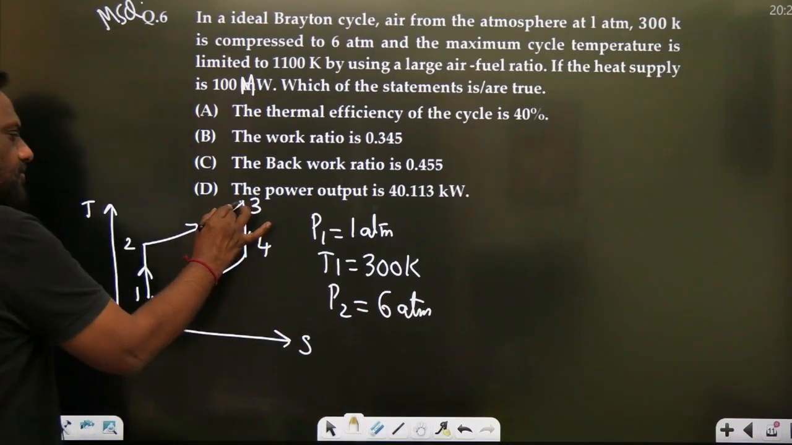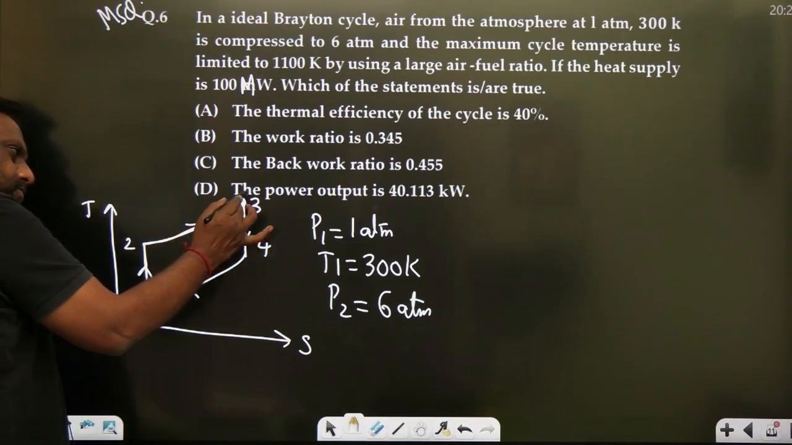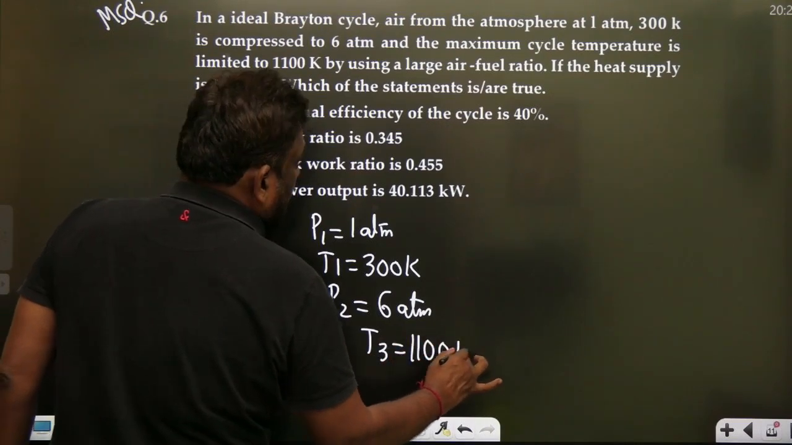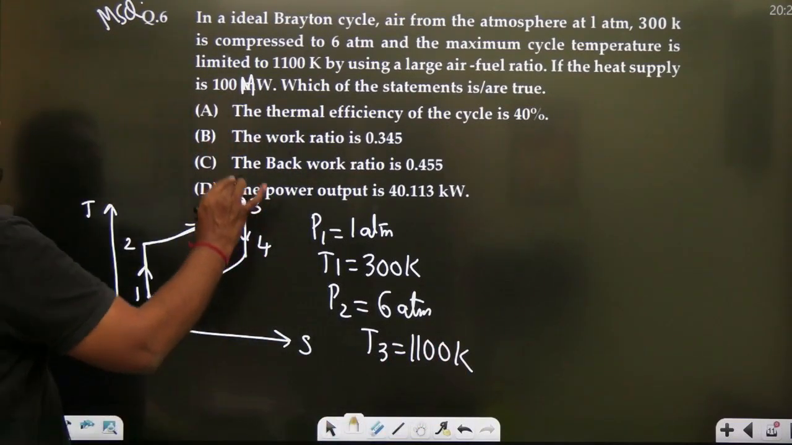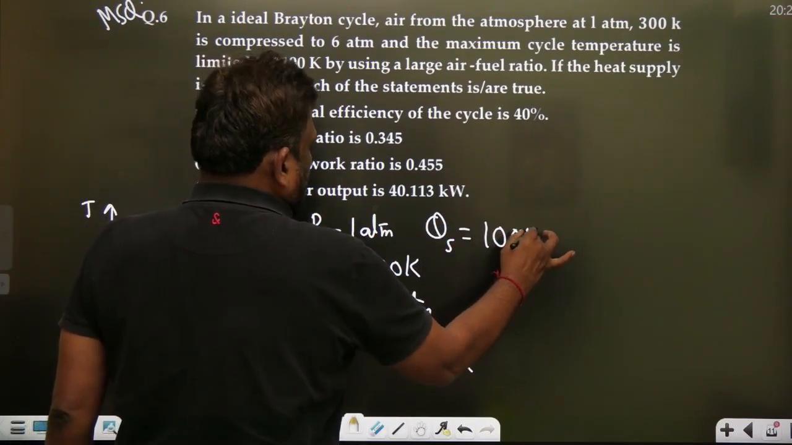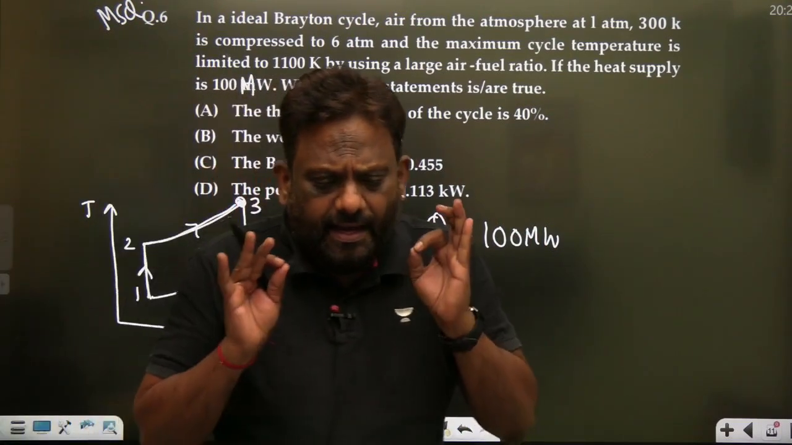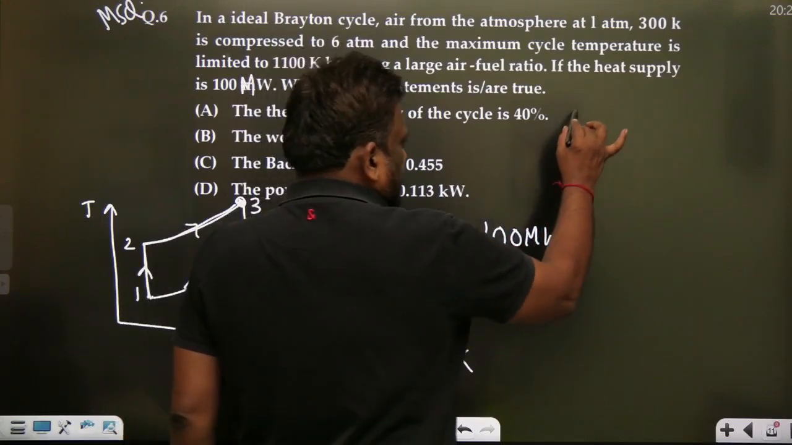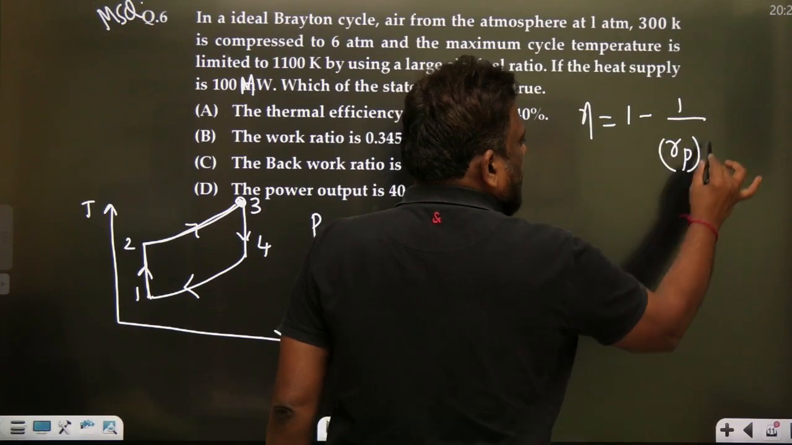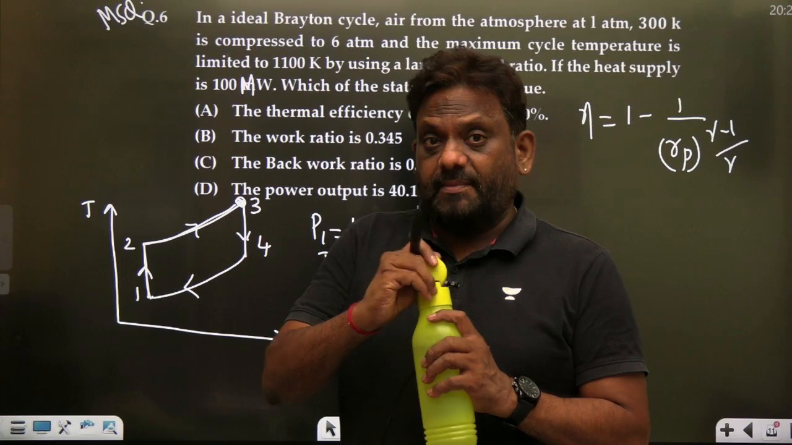The maximum temperature, where is the temperature maximum? After the supply of heat. So here the temperature is maximum, and T3 is equal to 1100 Kelvin. The heat supply is 100 megawatt. Which of the following statements? The thermal efficiency of the cycle. As it is an ideal cycle, I think you must know the equation of ideal Brayton cycle efficiency: 1 minus 1 by Rp power gamma minus 1 by gamma. If you do not know, you should remember this because examination is approaching.